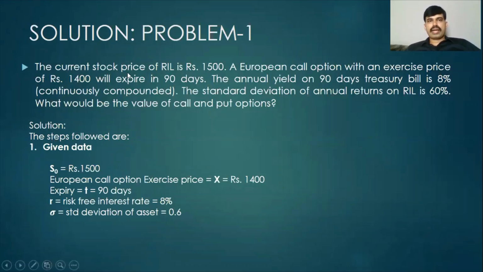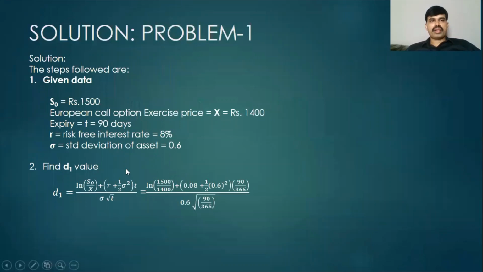The current stock price is 1,500, which is S naught equals 1,500. The European call option has an exercise price, so X is 1,400. The time to maturity is 90 days. R, the risk-free interest rate, is given as 8%. And the standard deviation associated with the underlying asset, in this case Reliance Industries, is found to be 60%.